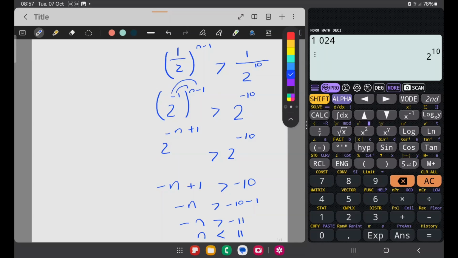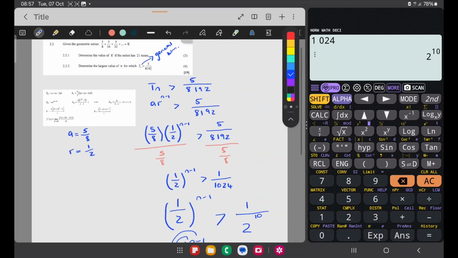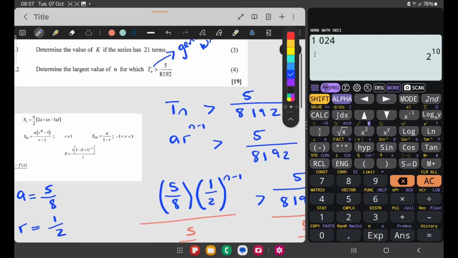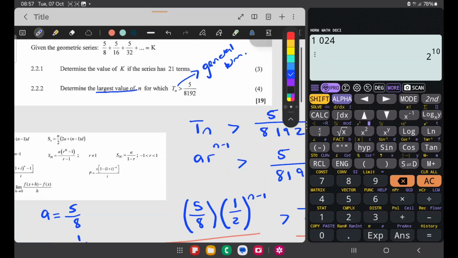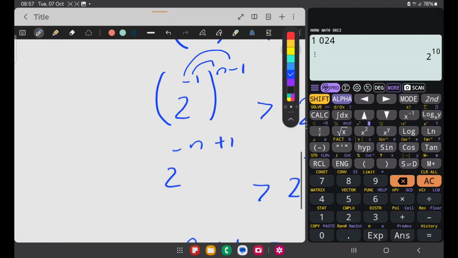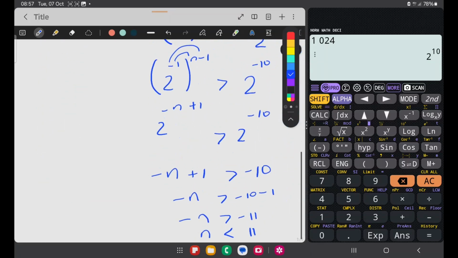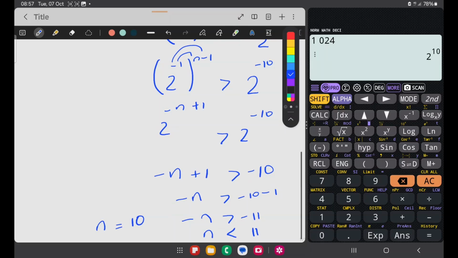So what's the largest number that n can be? Because that's the question, right? The question was, determine the largest value of n. But here it says n is definitely less than 11. So the largest number that n can be is 10. So that's how you can do that question.